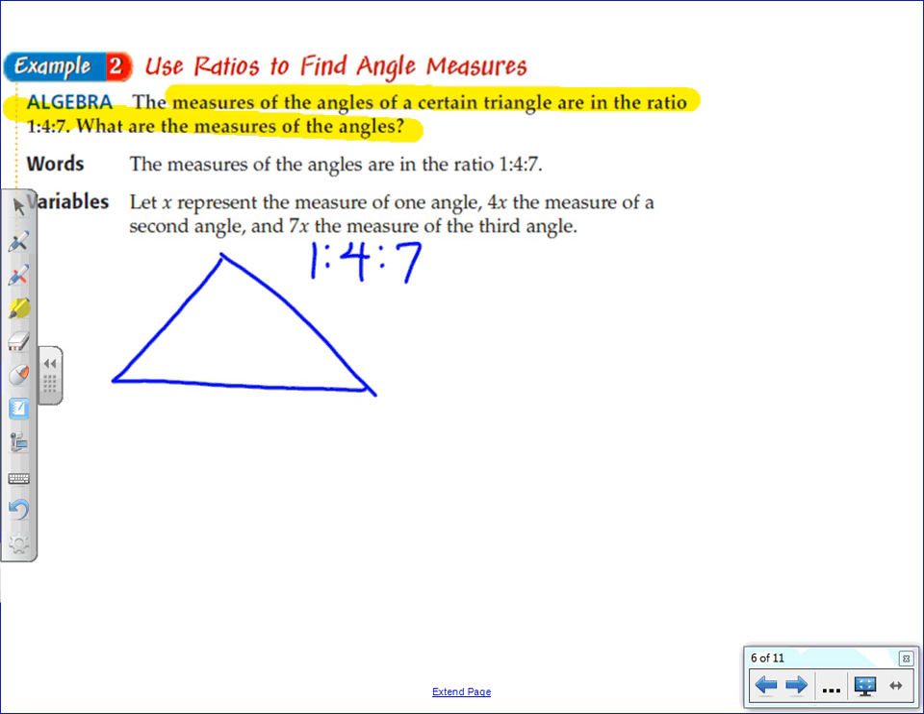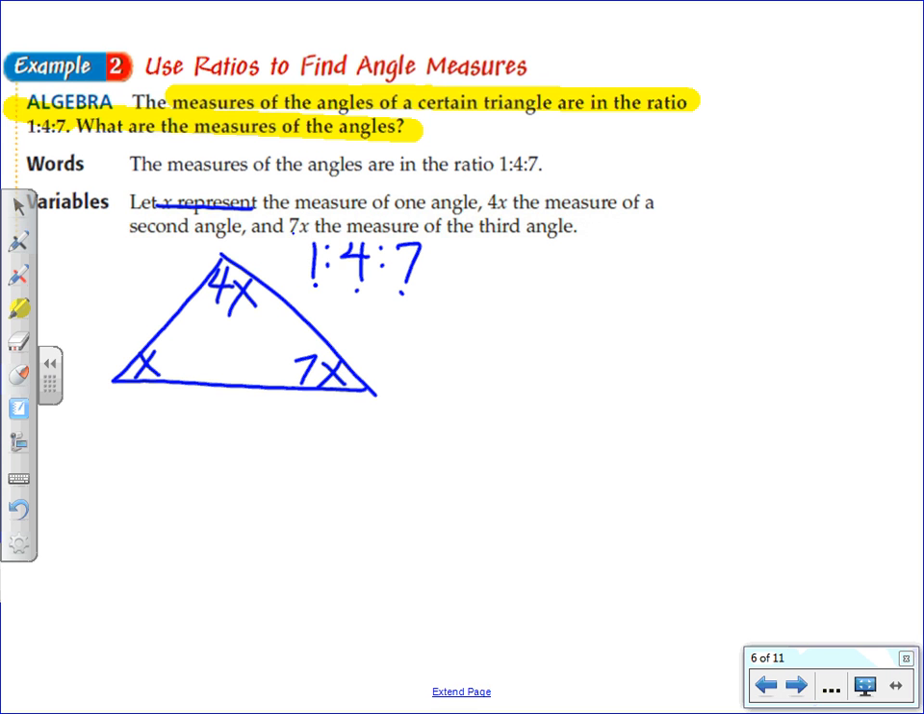We're going to let x represent the measure of one angle. Here it is, x. So that angle is x. This one is 4 times this one, isn't it? The ratio is 1 to 4. So if this one is 1, this would be 4. So if this is x, this must be 4x. And this other angle is 7 times as big, so this would be 7x.